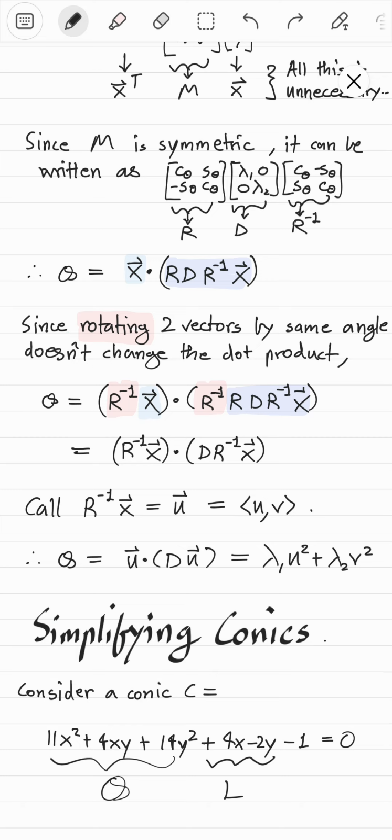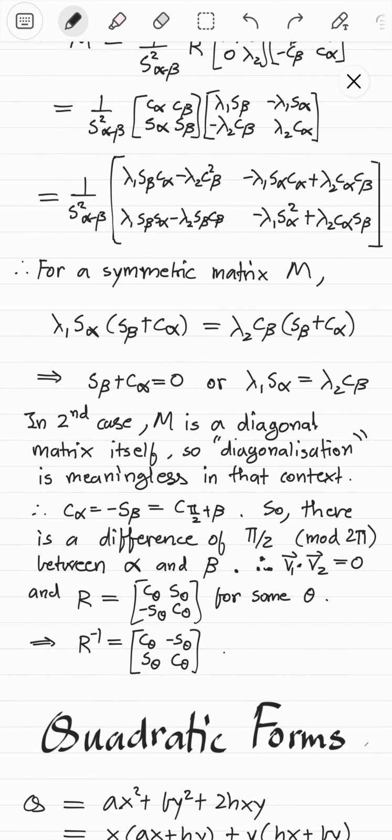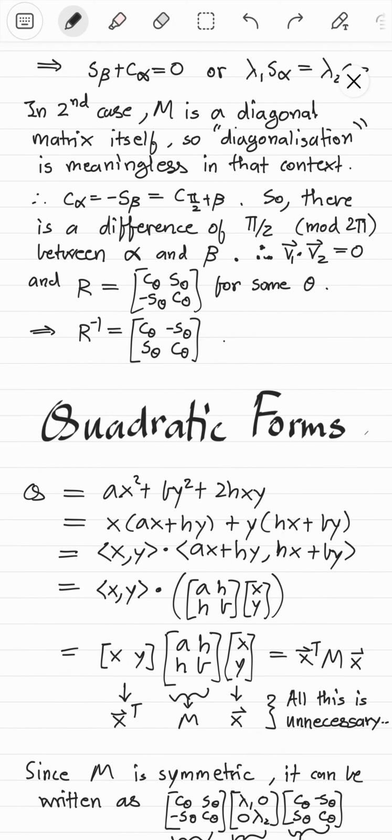So our quadratic form can be written as lambda 1 u square plus lambda 2 v square, where u vector comma v vector is like the rotated x vector comma y vector, right? Rotated by the matrix R inverse. And now you will understand why I did R inverse as the matrix that rotates by angle theta. Okay, so that's good.